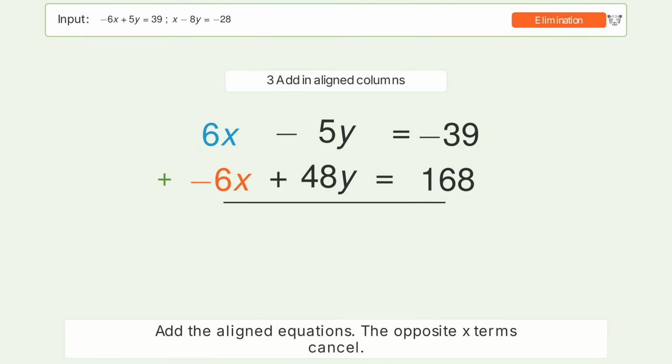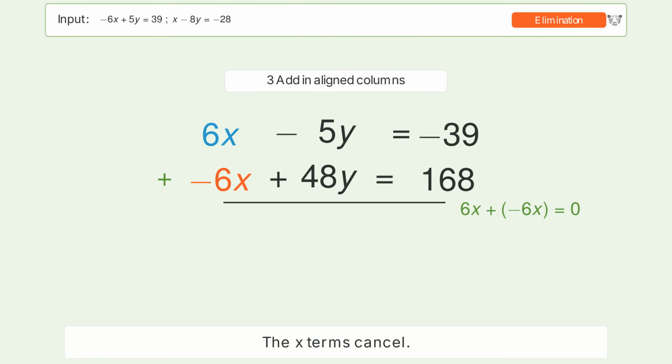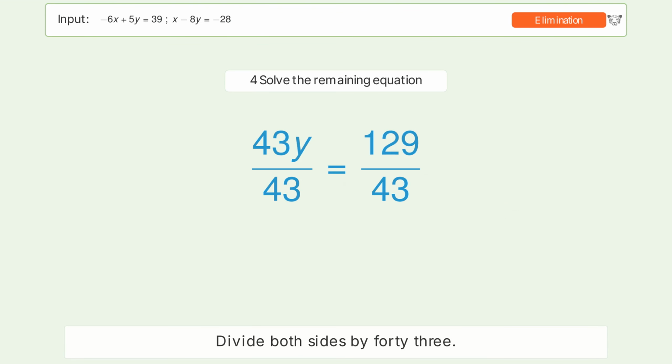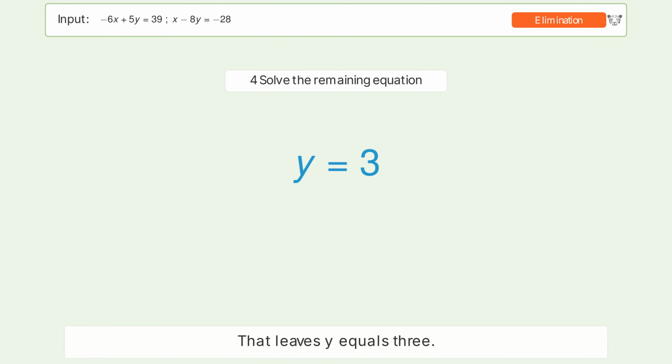Add the aligned equations. The opposite x terms cancel. The x terms cancel. The y terms combine to 43y, and the right sides combine to 129. Divide both sides by 43. That leaves y equals 3.